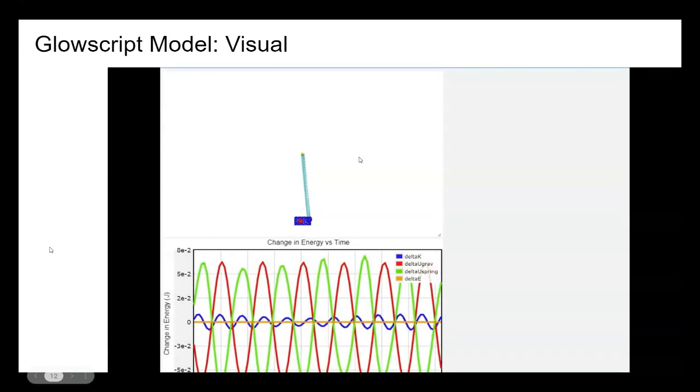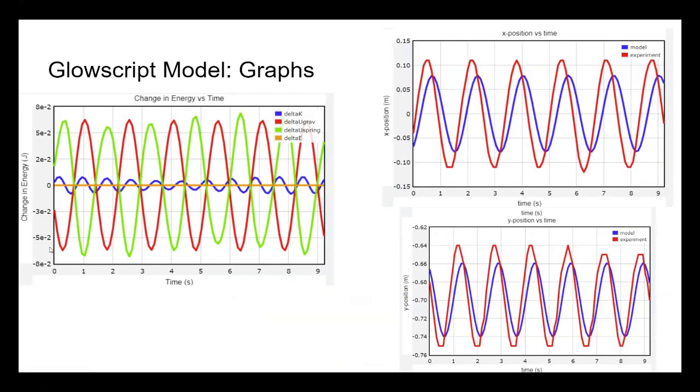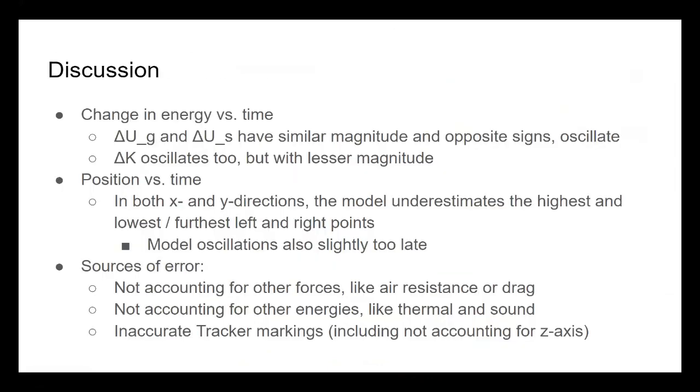It generates a helical pattern, and it gives us a bunch of different graphs, which we can see right here. So we have change in energy versus time, as well as X position and Y position versus time. You can see that the UG and US, so gravitational and spring potential energies, have similar magnitude, but they have opposite signs and they oscillate. So as one increases, one decreases.